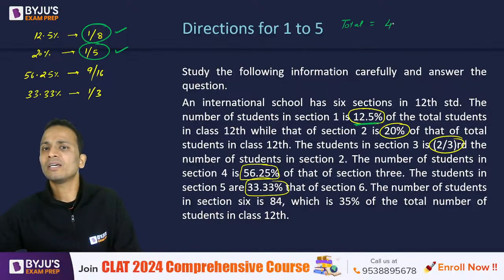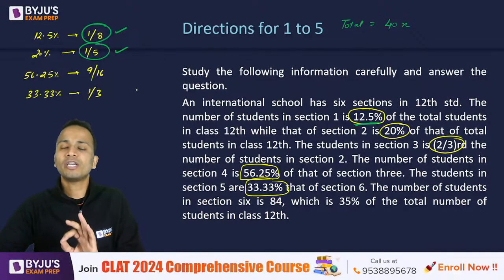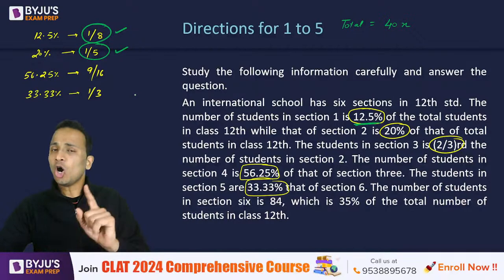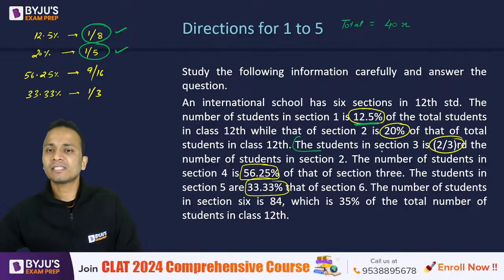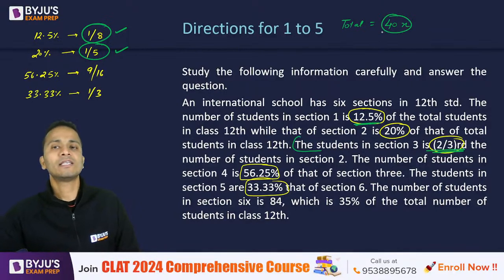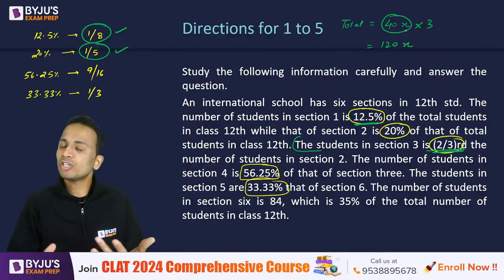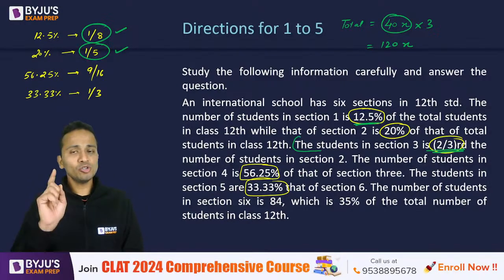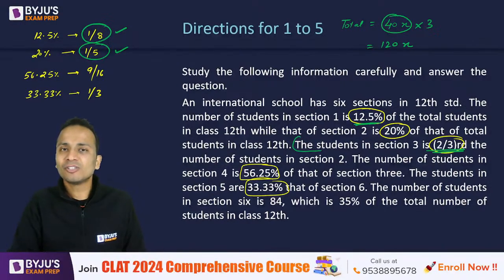So right now I can assume the total number of students as 40x. Also, you will observe that at the next stage, 2/3 of something is required. 2/3 of something means the denominator is 3. So if instead of 40x I use a number which is a multiple of 3 as well, as in 120x, then it will be more suitable for us. So for this question, I'll start by assuming the total number of students as 120x.